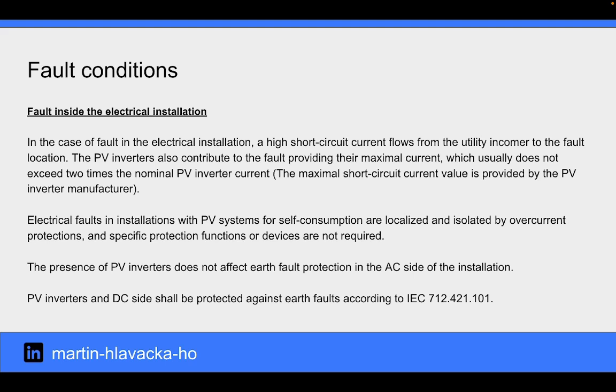PV inverters and DC sides shall be protected against earth faults according to IEC 712.421.101.